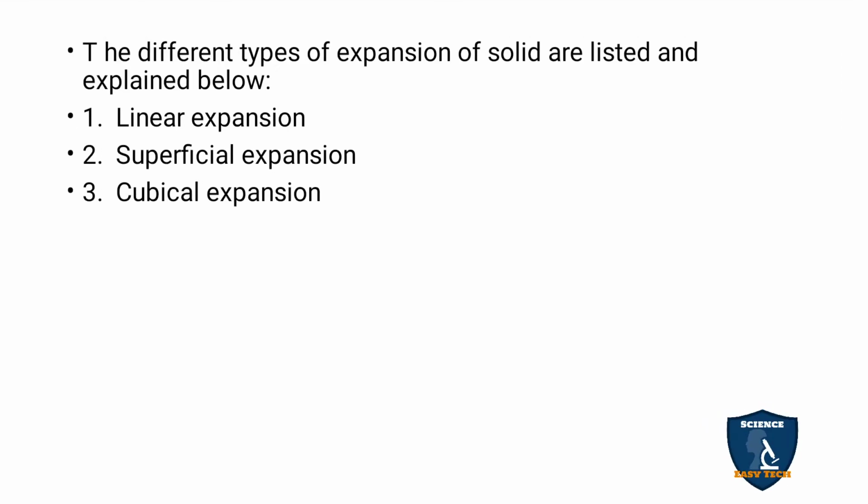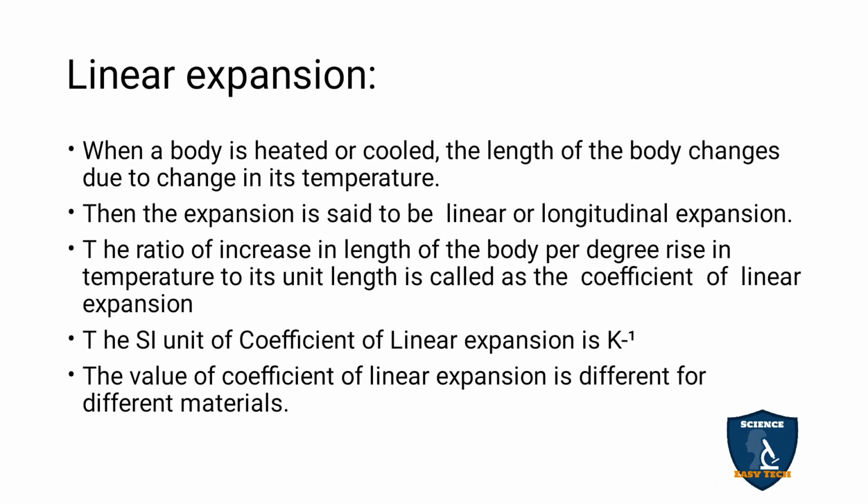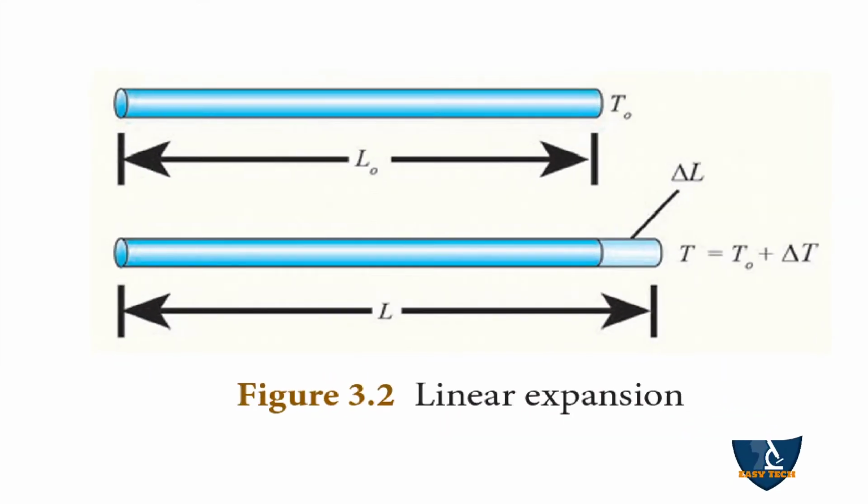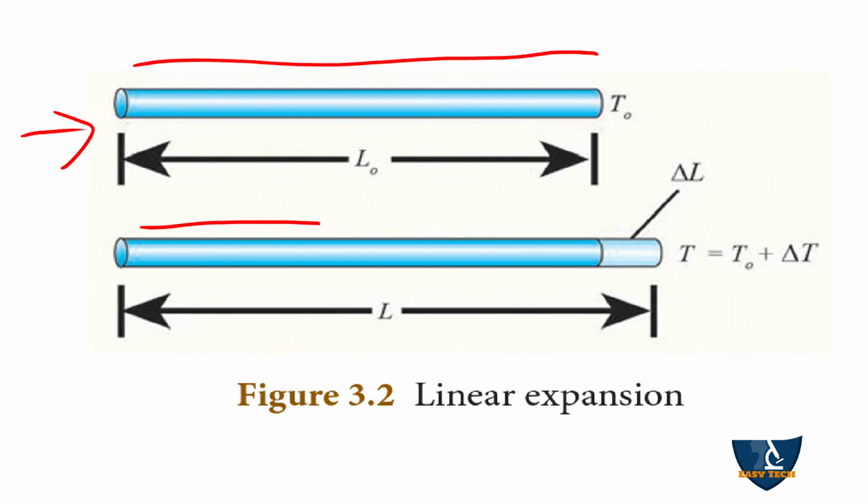Different types of expansion of solids are listed and explained: linear expansion, superficial expansion, cubical expansion. Linear expansion: when a body is heated or cooled, the length of the body changes due to change in its temperature. For example, think this is a rod. This rod is heated. You can notice the length of the rod; after heating, the length of the rod is raised.